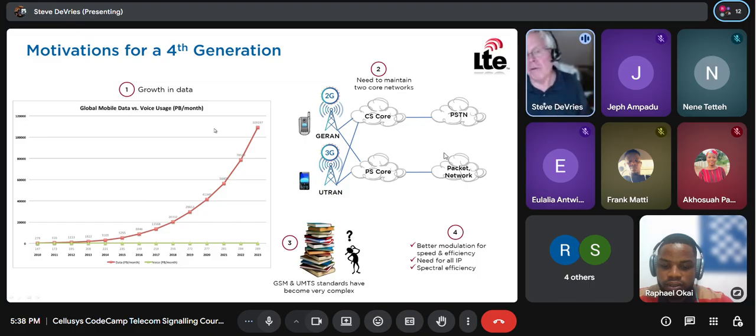So yeah, a lot of motivations. There's an ever increasing amount of data. It doesn't show it down here, but back here there was even a lot more data. Today it's even more so.